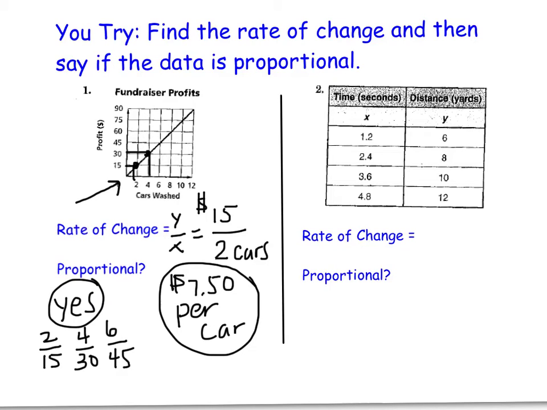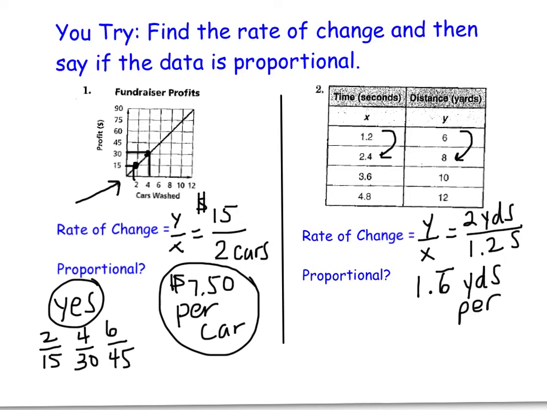For the second example, let's go ahead and do our y over x. Looking at our y's, I see that it's going up by 2 yards. And looking at my x's, I see that it's increasing by 1.2 seconds. After I go ahead and divide 2 by 1.2, I end up with a repeating decimal. And so how I'm going to write that is I'm going to say that it is 1.6 repeating yards per second. That is my rate of change.